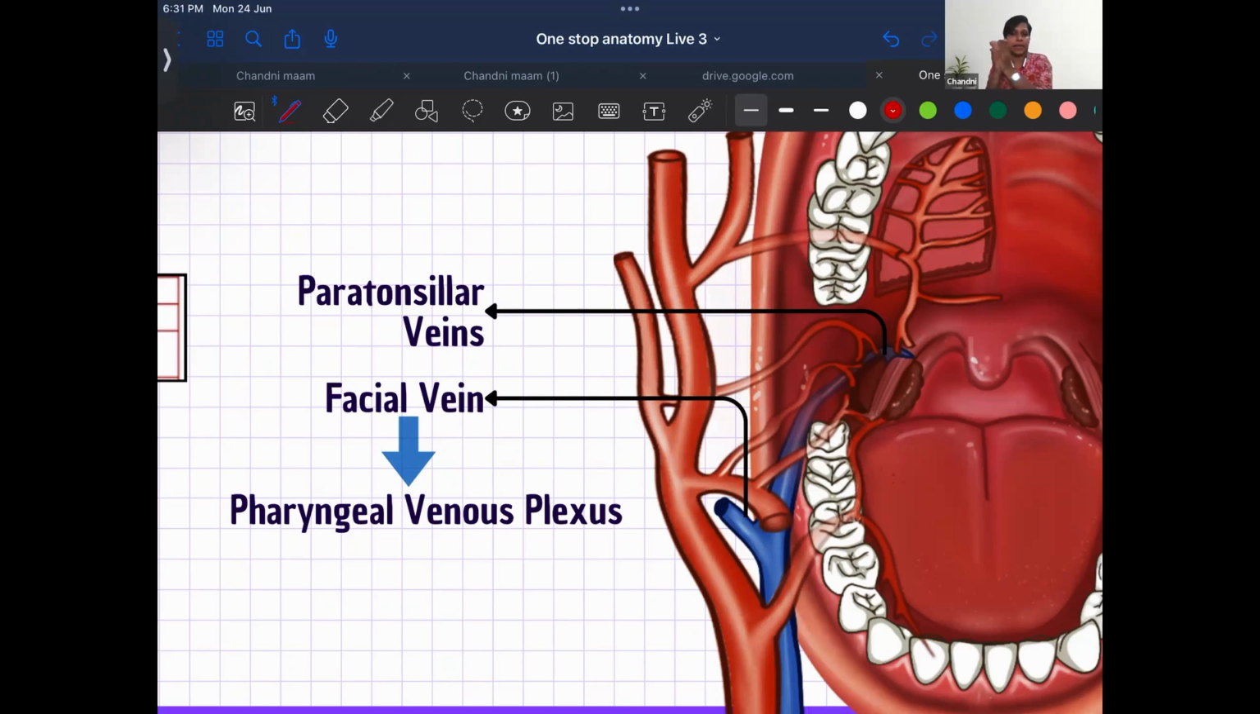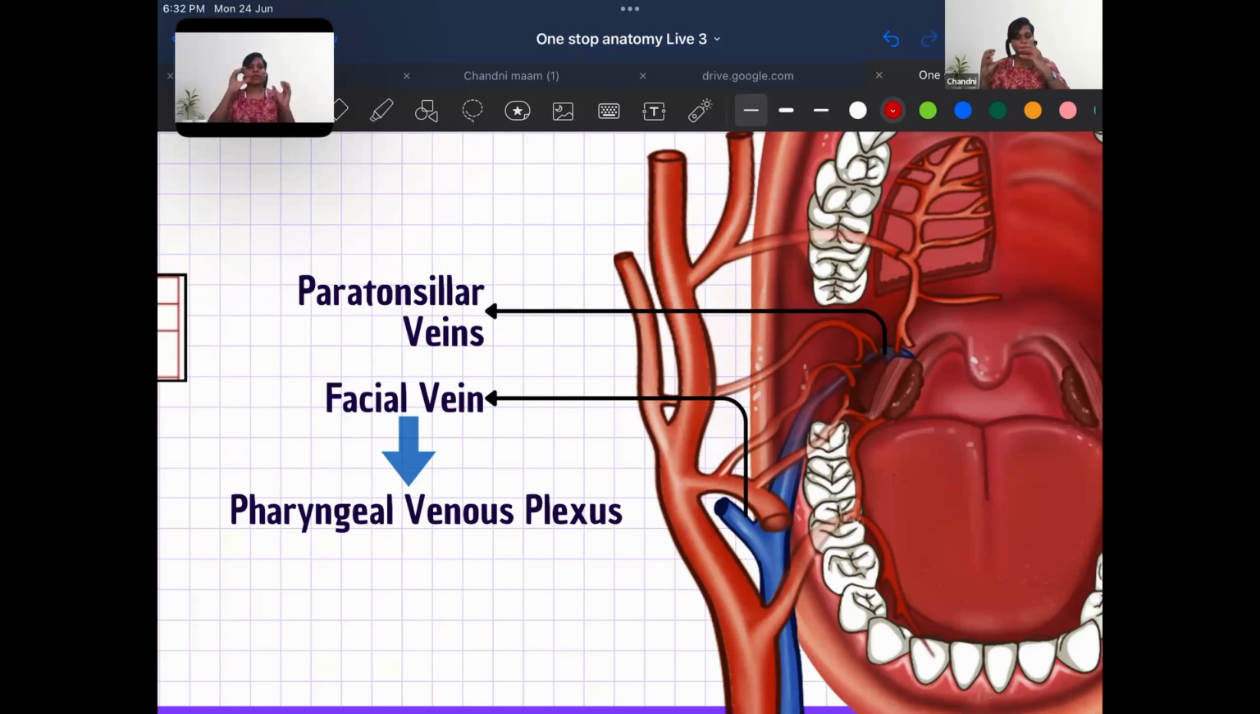So para means next to. Right next to the tonsils is a little space filled with connective tissue that is filled with these veins. So these are called paratonsillar veins. The paratonsillar veins drain into the facial vein, and then that drains into the pharyngeal venous plexus. So venous blood from the tonsils is carried through this channel.